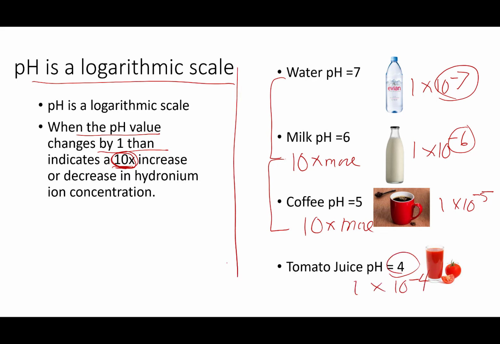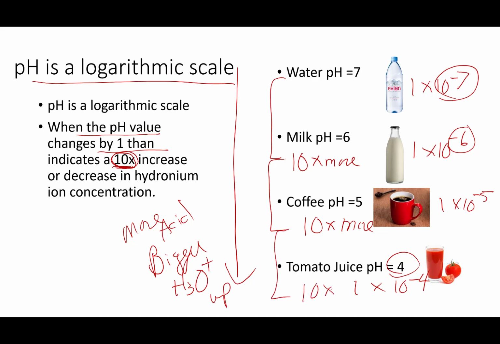These numbers, believe it or not, are getting bigger. They are getting larger. They are also getting more acidic because the hydronium ion concentration is going up. So each one of these is a 10 times jump. But if you look at a bigger jump from water down to coffee, it's 10 times to milk and 10 times to coffee. And what is 10 times 10? Well, 10 times 10 is 100 times.